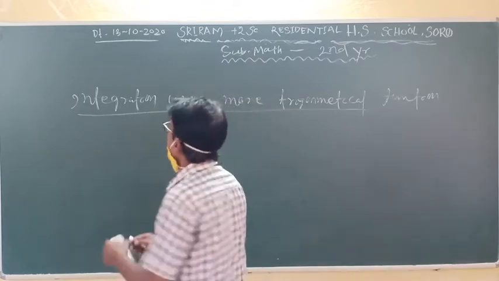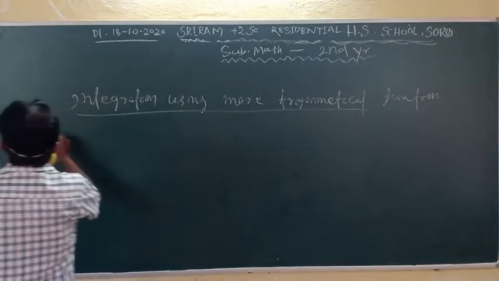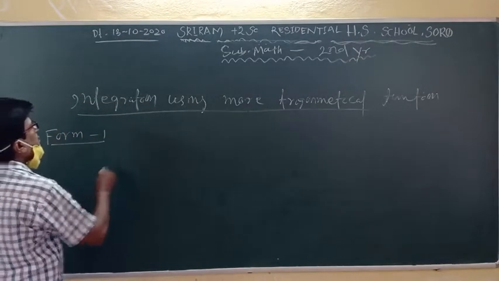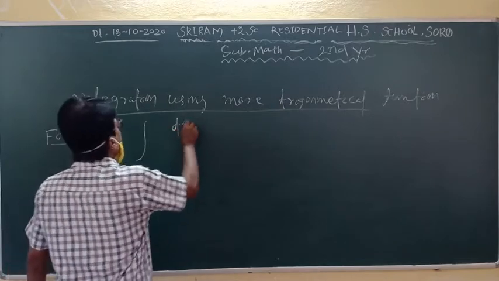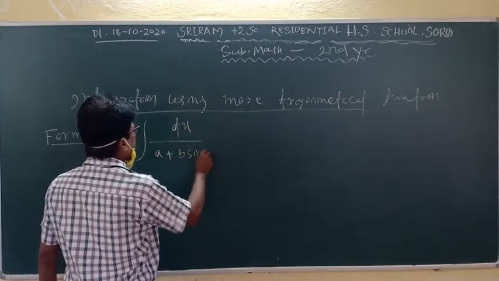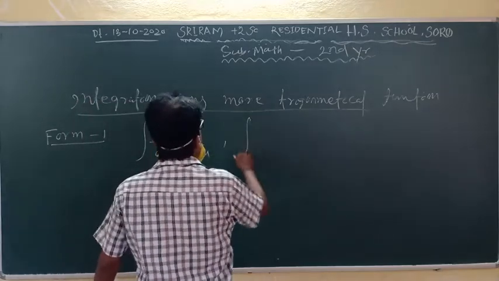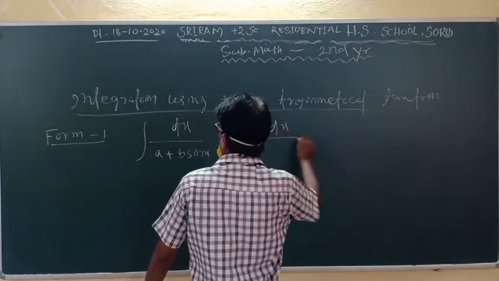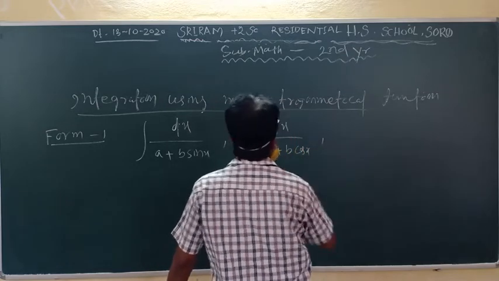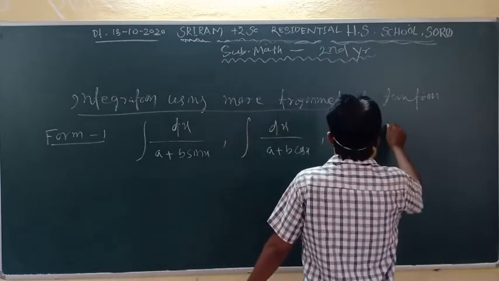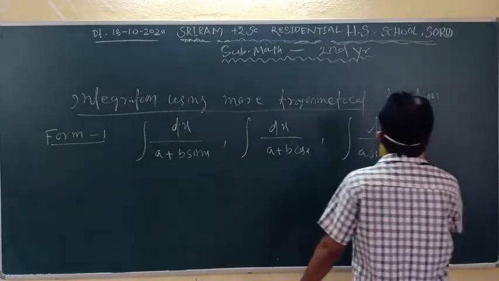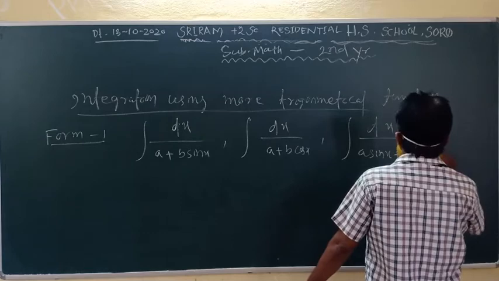For example, which form? Form number 1. Form 1 is the integration of dx by a plus b sin x, or integration of dx by a plus b cos x, or integration of dx by a sin x plus b cos x plus c.